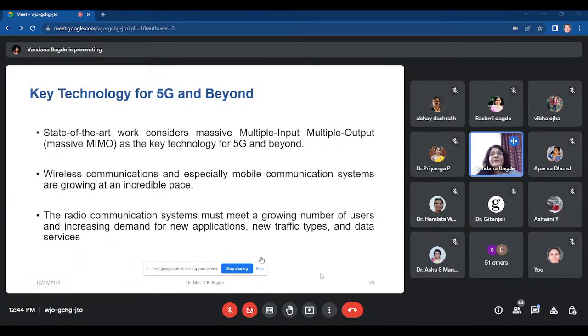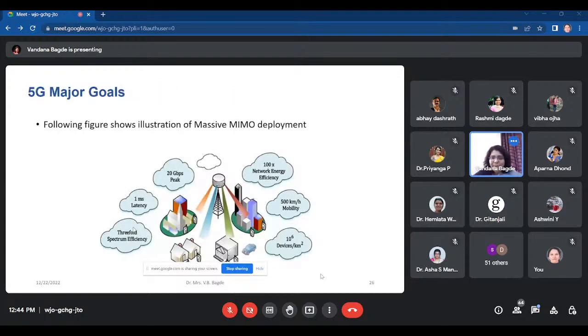And now we need to increase the number of users. Before, children were not using cell phones, but now can you imagine how many users are in use? What type of traffic is there in the form of electromagnetic waves, which may harm the signal, which may restrict the data being retrieved at the user destination? So these are the 5G major goals.